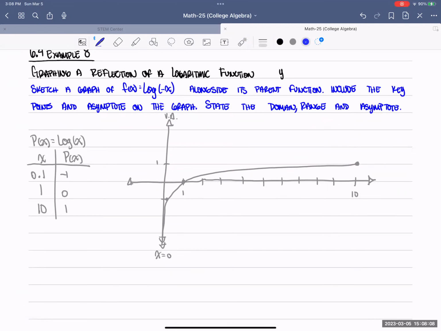Now for our actual function f of x, that's log of -x. So all of our inputs we're multiplying by -1. Outputs are not going to change because we don't have anything influencing our graph outside of the function. So the input of 0.1 is now going to be -0.1. The input of +1 is now going to be -1. And the input of +10 is now going to be -10. The outputs are not changing.